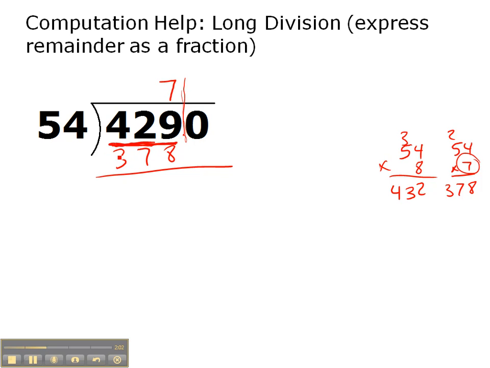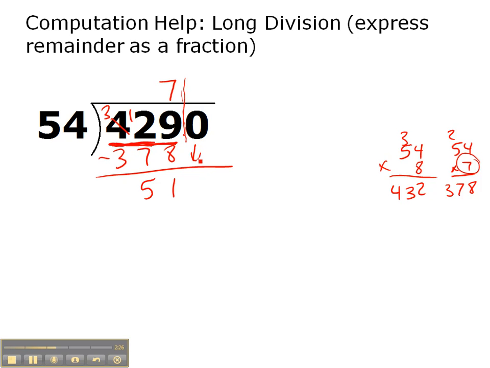Okay, then we do our subtraction. 9 minus 8 is 1. I can't subtract 7 from 2, so I need to borrow here. That becomes a 3, and this becomes a 12. 12 minus 7 is 5. And 3 minus 3 is 0. So we have 51, which makes sense because it's a little less than 54, and we knew we almost could fit 8 54s in 429.